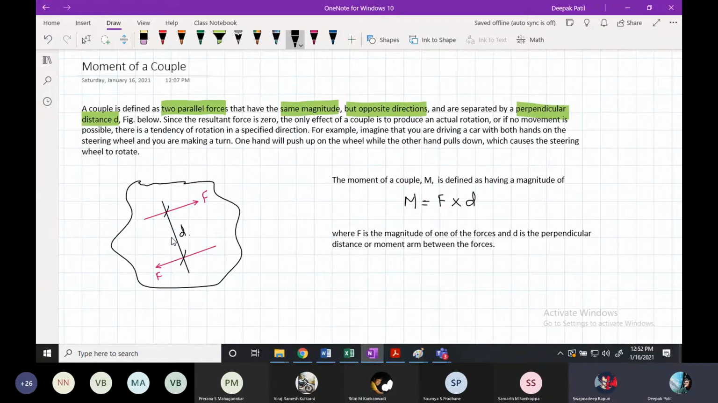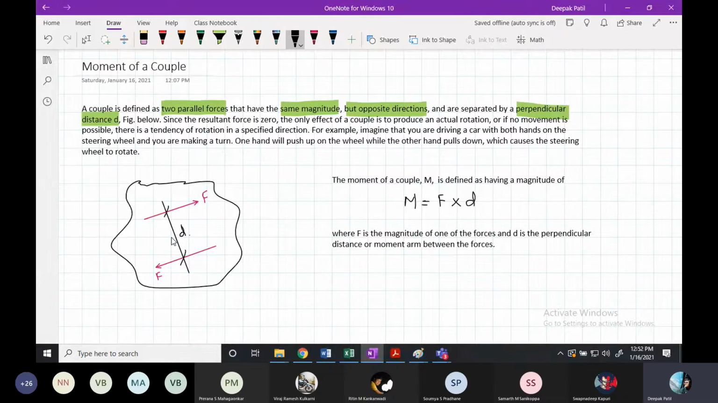So moment of couple and moment of force are the same thing or different thing, sir? See, in case of moment of a force, you have only one force and you're trying to find the moment of that force about a particular point. In that case, what you actually want is the magnitude of the force and the perpendicular distance between the point at which you are trying to find the moment and the line of action of that force. Now, in case of a moment of a couple, there will always be two forces involved, right?